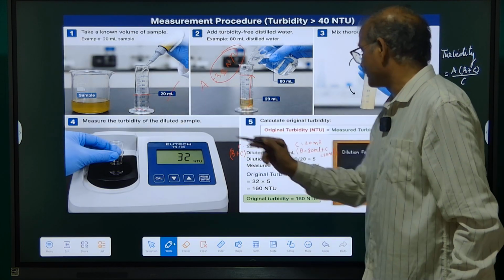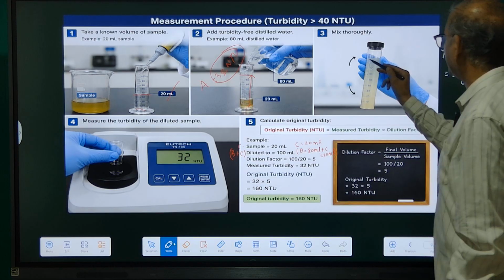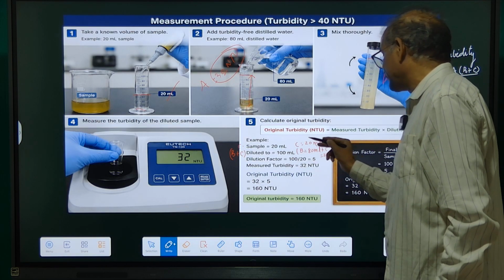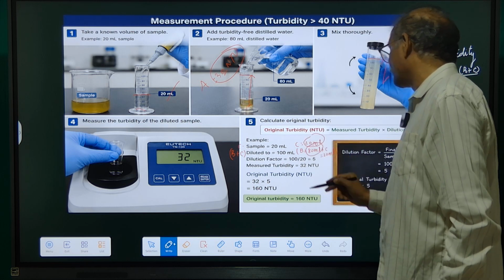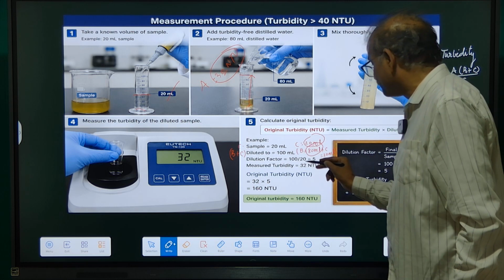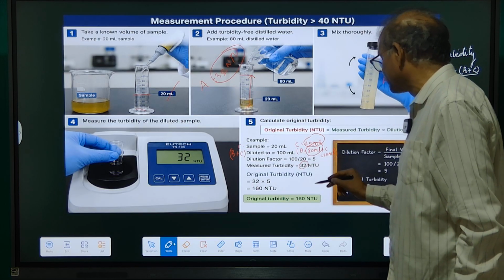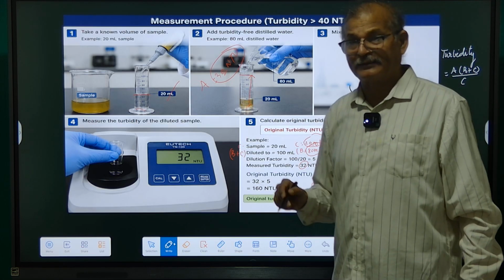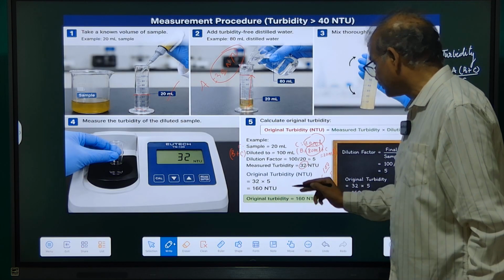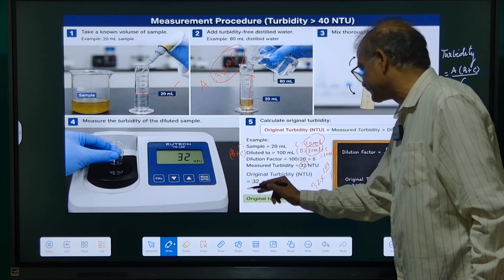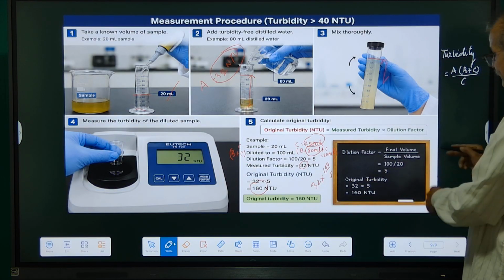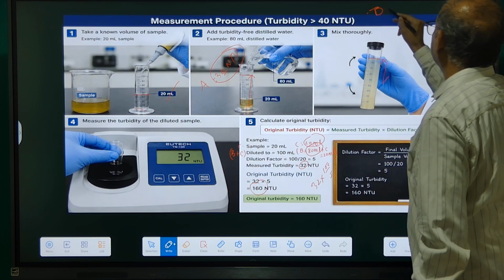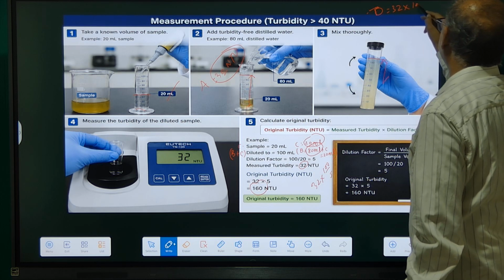The diluted sample is 100 ml, containing 20 ml original sample and 80 ml distilled water. So it has become 100 ml, and the measured turbidity is 32, so 32 into 100 divided by 20, that is 5, will be the original turbidity of the sample: 32 times 5 is 160 NTU. The original turbidity of the sample will be the diluted reading multiplied by 100 divided by 20.